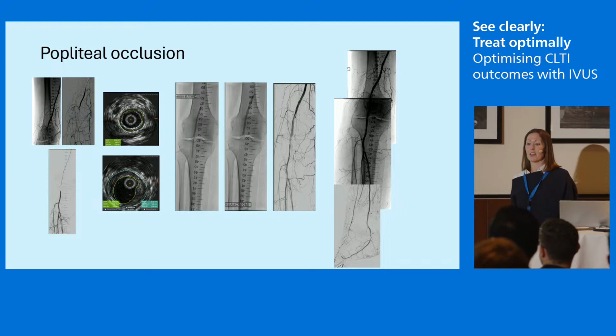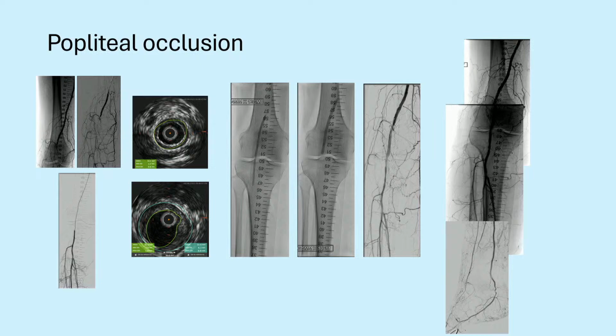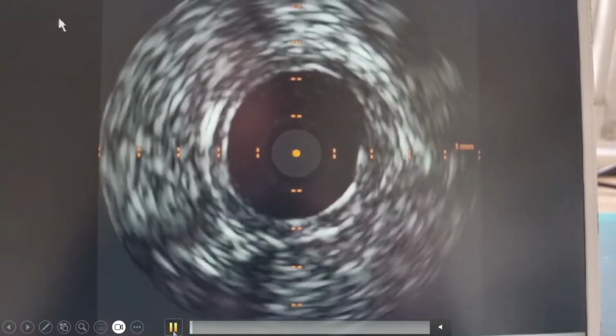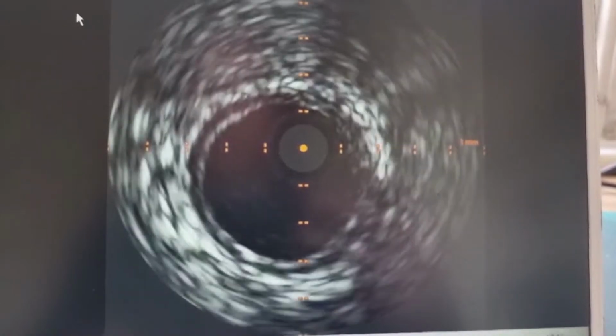And I thought, oh, great. I've already made my decision at this point that I've got flow, I've got lumen, and I can't give him anything more than aspirin, so I am going to stop. But then I did the IVUS to see what it looked like. And this is what it looked like. And I started looking at it thinking, oh, okay, yeah, good. This one plays a bit slowly, sorry.